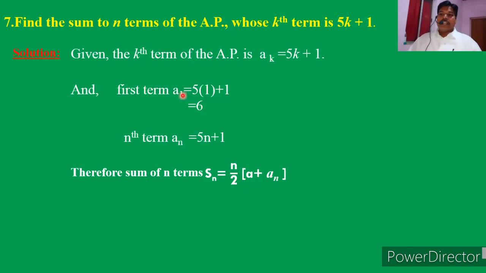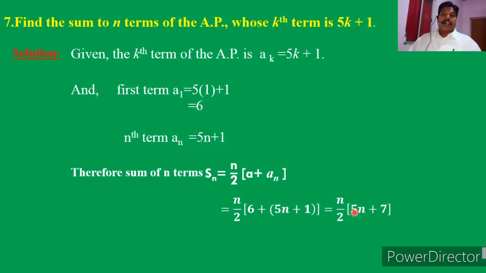So here we can replace the values. Already we know that the a value is 6, that is the first term, and an is the last term, so automatically you will get 5n plus 1. Replace these two values here, what you will get is n by 2 into a value 6 plus an value 5n plus 1. Just replace the values here. So that is nothing but n by 2 into 5n plus 7.